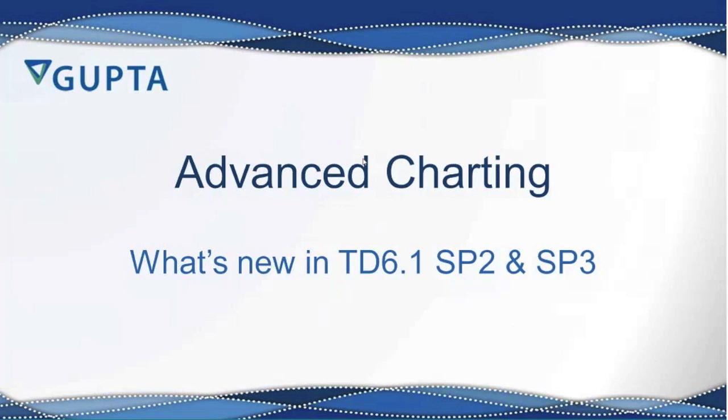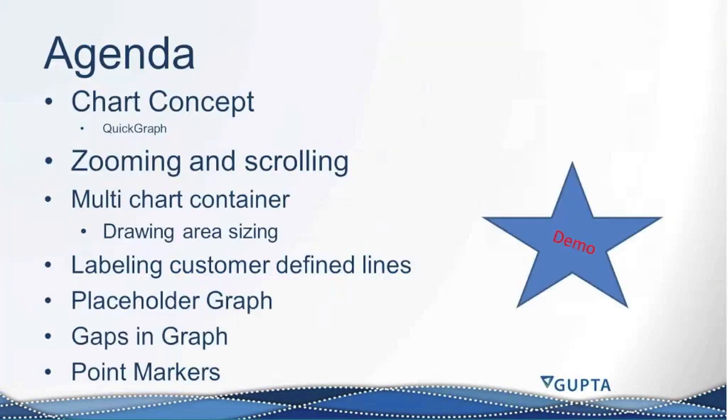Again, advanced charting. We implemented a lot of new features inside Team Developer 6.1 in service packs because we have an ongoing process of talking to people and implementing new stuff inside the charting control. We have to replace it because the old Quick Graph control is no longer valid for Unicode. So we had to replace it in a very short time.